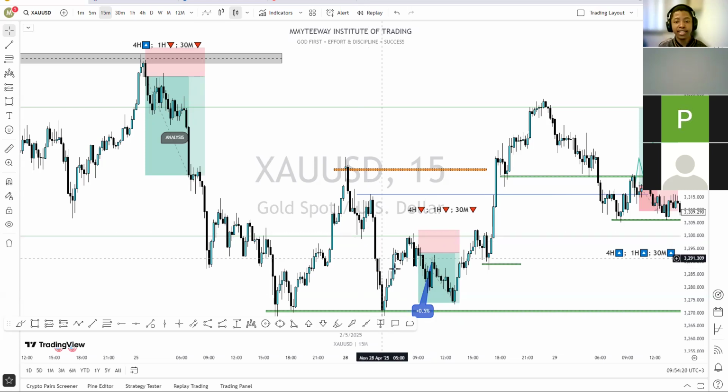Now for our entry signal, who can tell us what entry signal we used here before we close this one? What was the entry signal? I told you entry signal, I use candlestick anatomy.